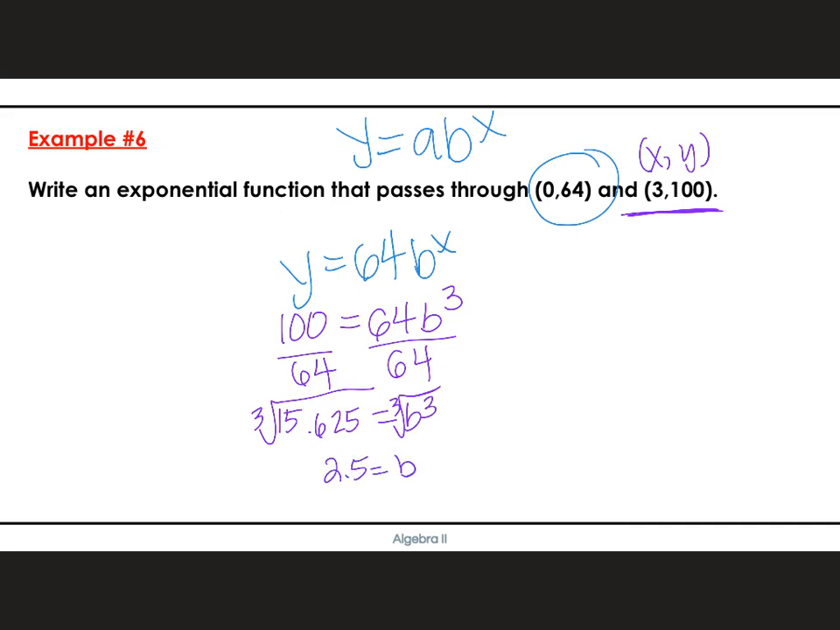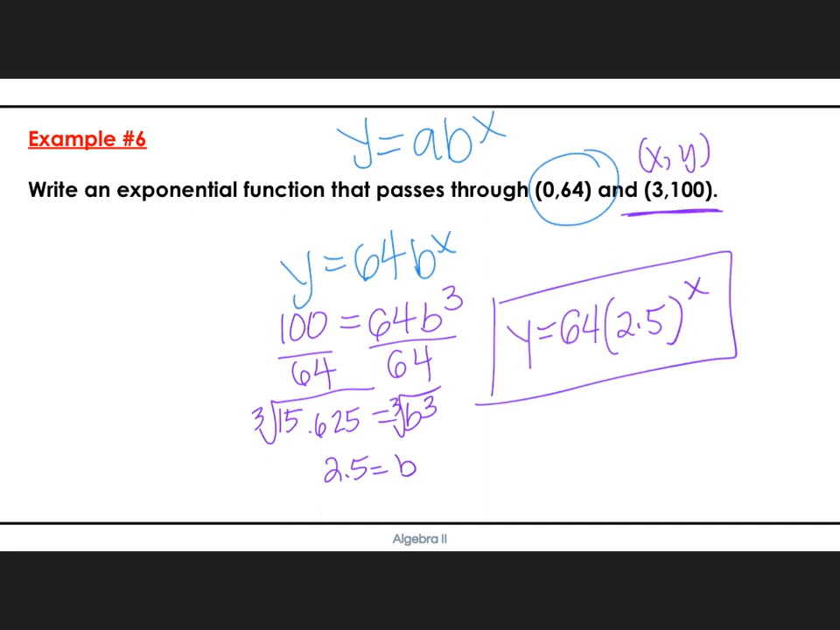So again, remember, in order to write an equation, we need to have only x and y variables, but I know b now. So now I can rewrite my equation as y equals a, which is 64, b, which is 2.5, to the x power. And that would be my equation.